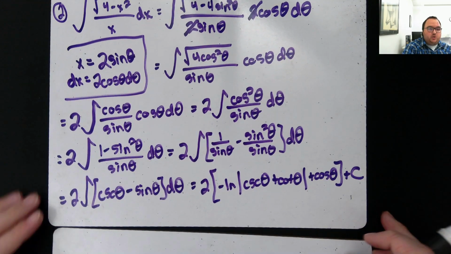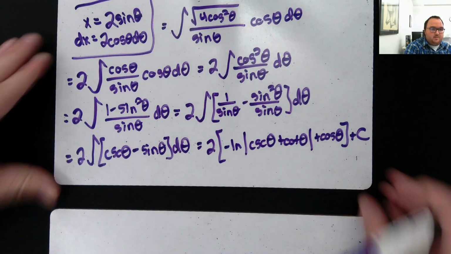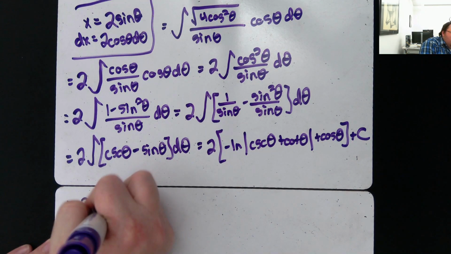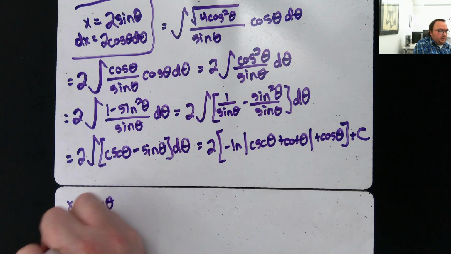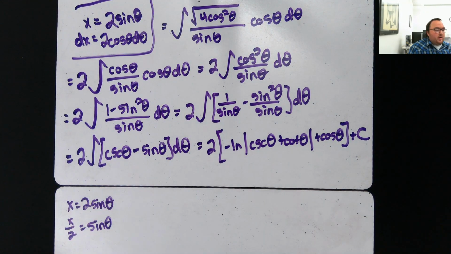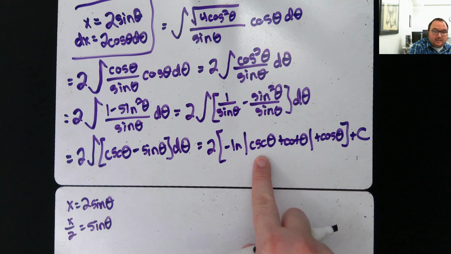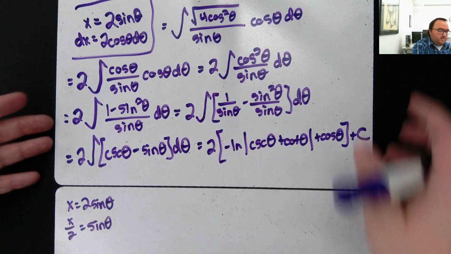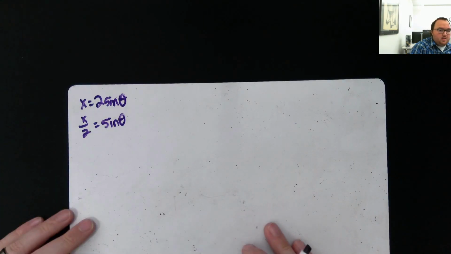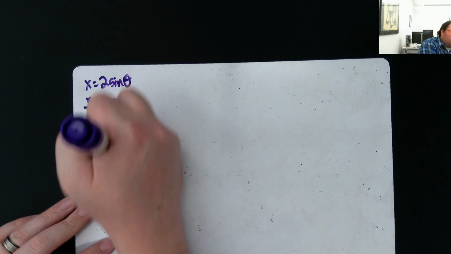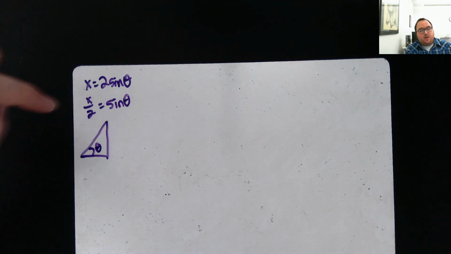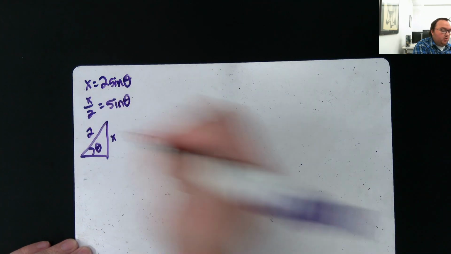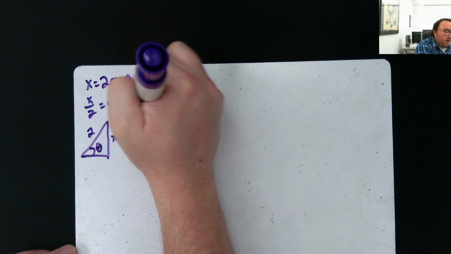Since x is equal to 2 sine theta, I can divide it by 2. X over 2 is equal to sine. And so I can use that to figure out what cosecant is, what cotangent is, and what cosine is. So let's do that really quick. Sine being equal to x divided by 2 gives me that this side over here is x and this side is 2, again, because sine is opposite over hypotenuse.